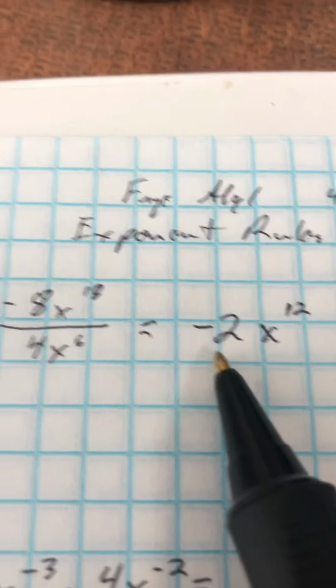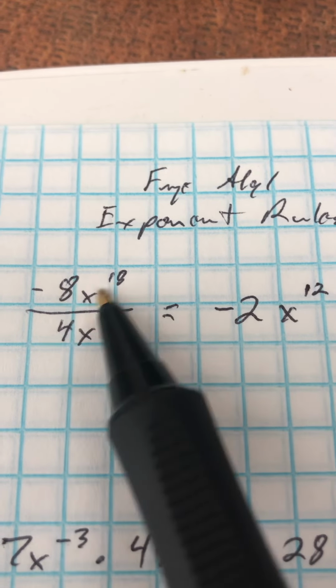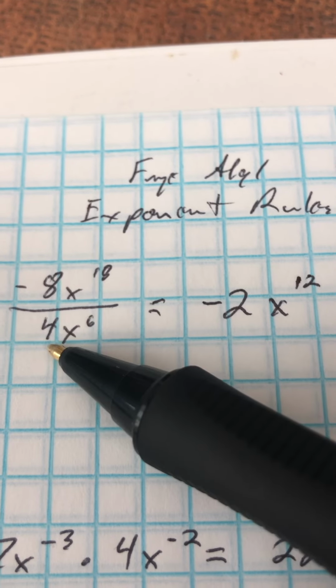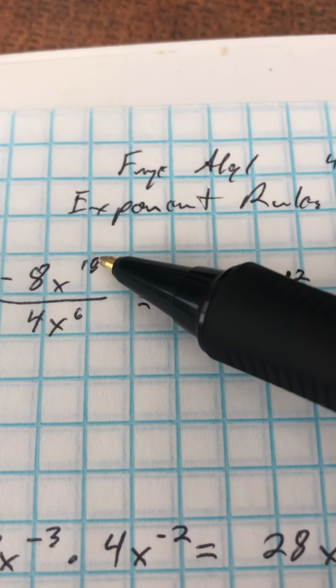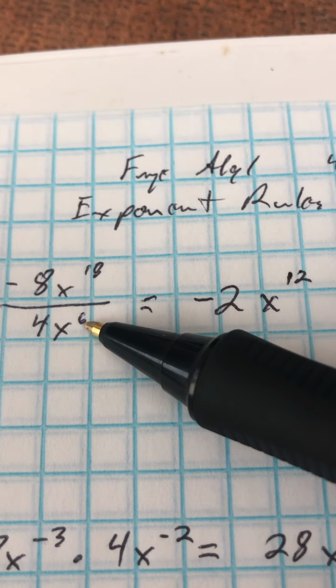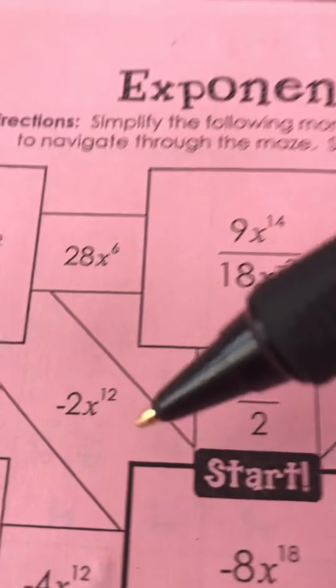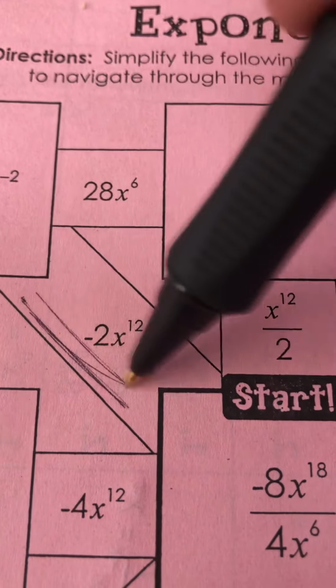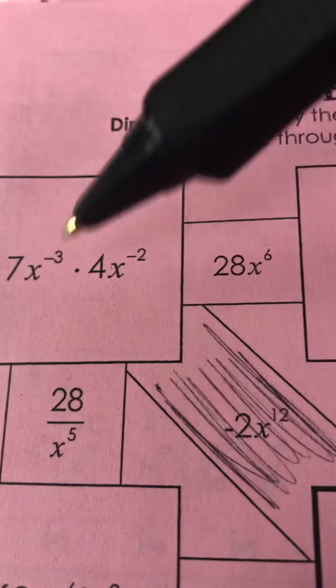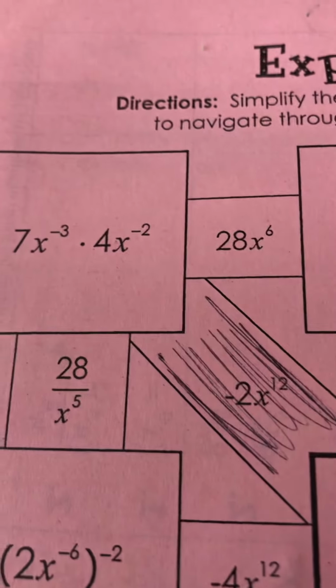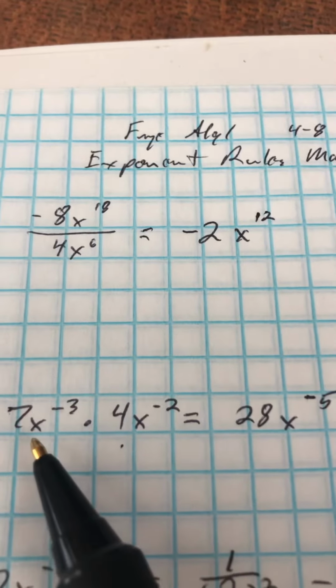I'm going to start with this one, and I'm going to just show you one by one how to do these. So you have this problem here, and you're just going to take that negative 8 divided by 4. You're going to take 18 minus 6, and you're going to get 12. So negative 2x to the 12th. You're going to shade that, and then that takes you to this problem. I'm just wanted to show you how to make the maze, how to make it look. So the next problem is right here.